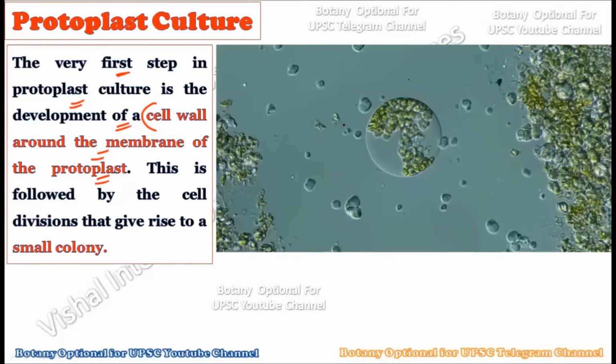membrane of the protoplast. As you know, protoplast does not have any cell wall around it. Okay, so the very first step during the growth and development of these protoplasts is to develop the new cell wall within the controlled plant tissue culture laboratories. Now this is then followed by the cell division that will give rise to the small colony.